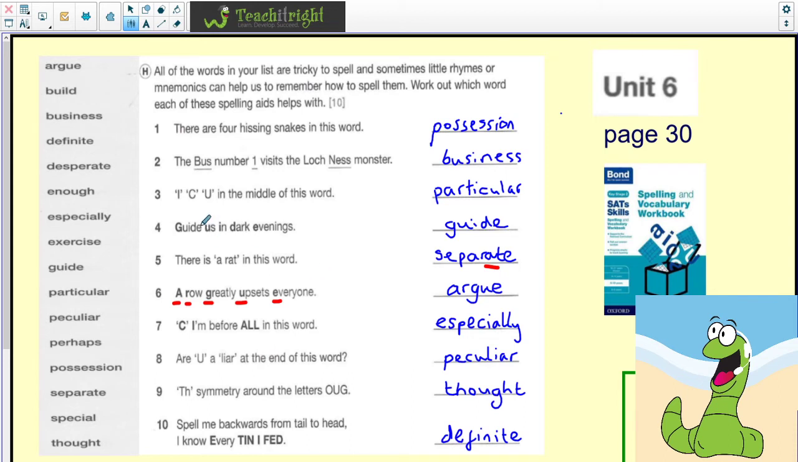What else have we got? I see you in the middle of the word. I see you for particular. That's a lovely one. Are you a liar at the end of the word? That's really nice for peculiar. Okay, that's really nice. Excellent.